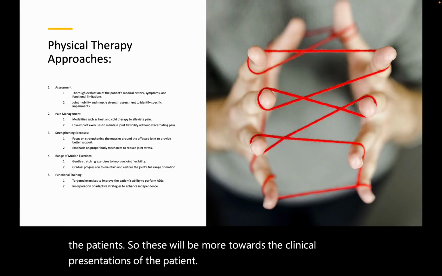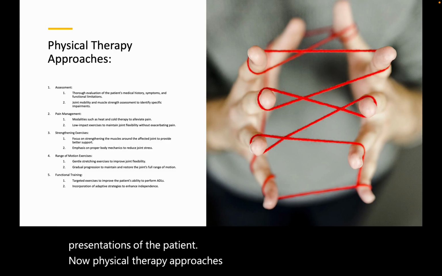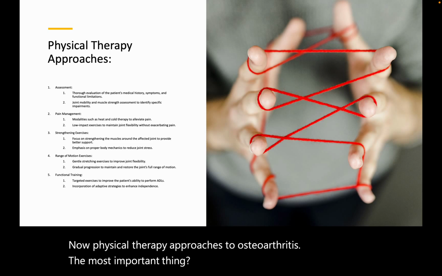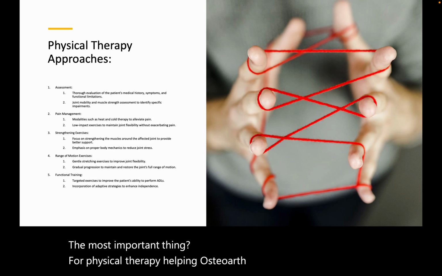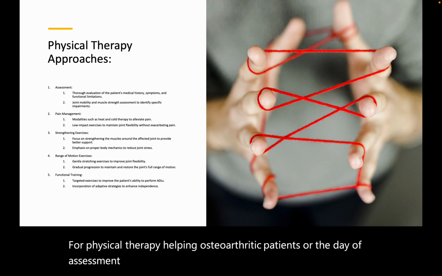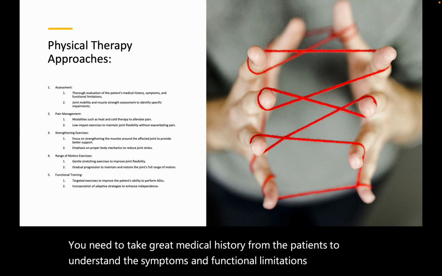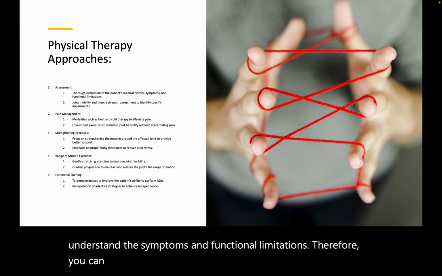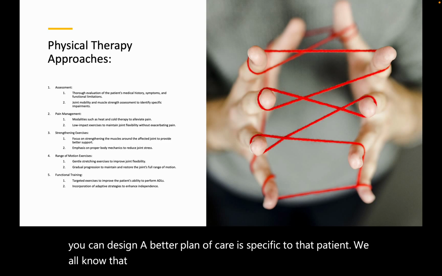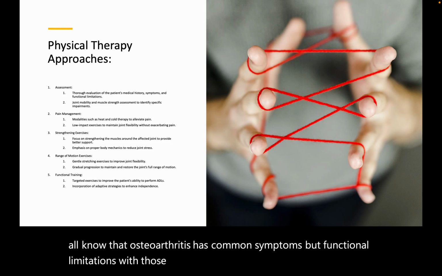Now, physical therapy approaches to osteoarthritis. The most important thing for physical therapy in helping osteoarthritic patients is the day of assessment, the day that you actually see the patients for the first time. You need to take a great medical history from the patients to understand the symptoms and functional limitations. Therefore, you can design a better plan of care specific to that patient. We all know that osteoarthritis has common symptoms, but functional limitations with those patients might differ.